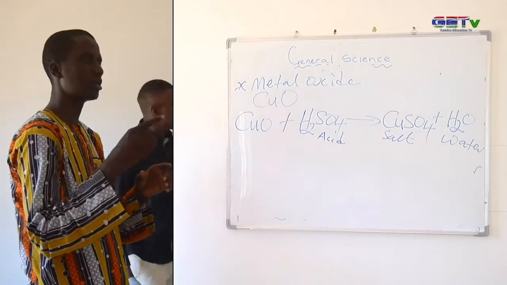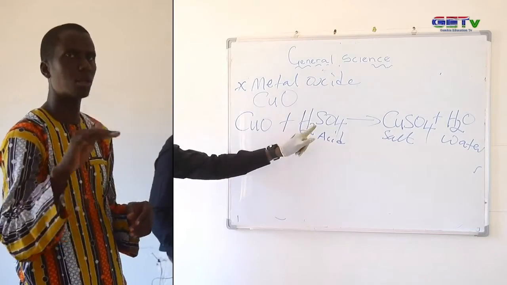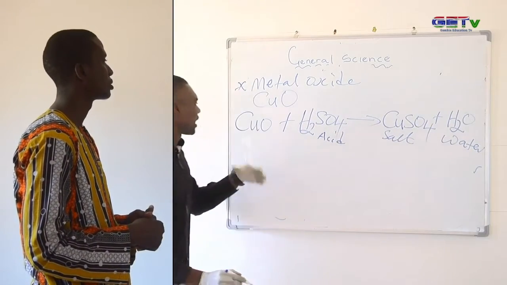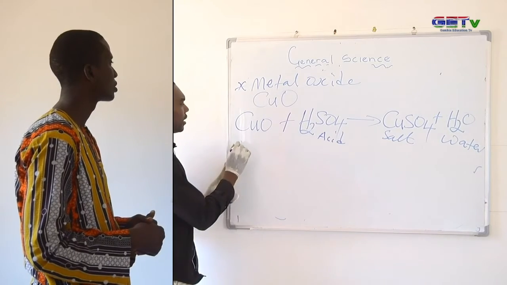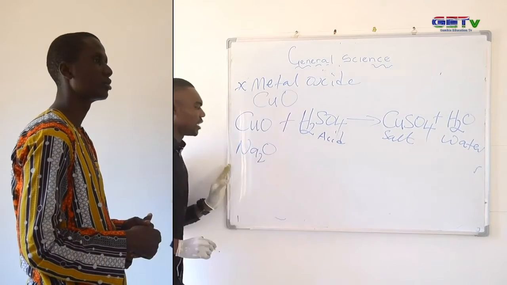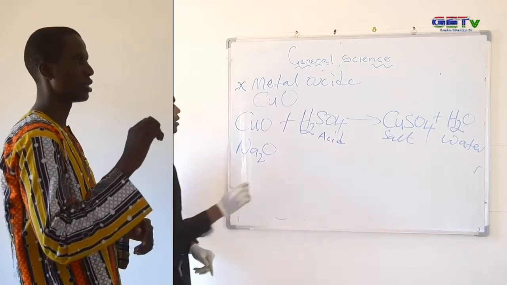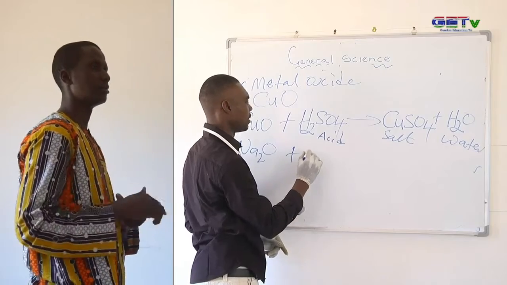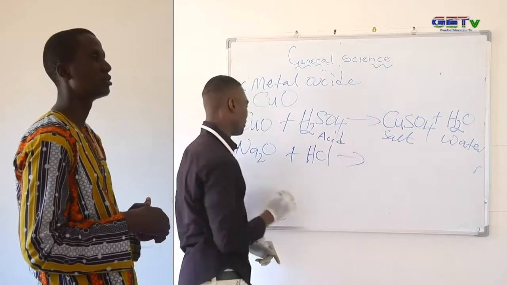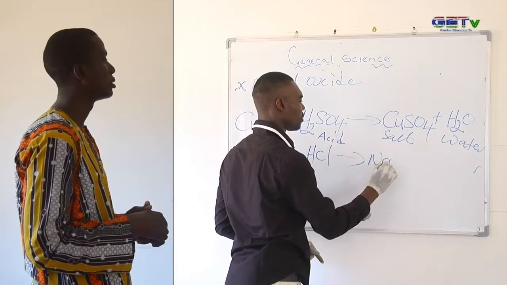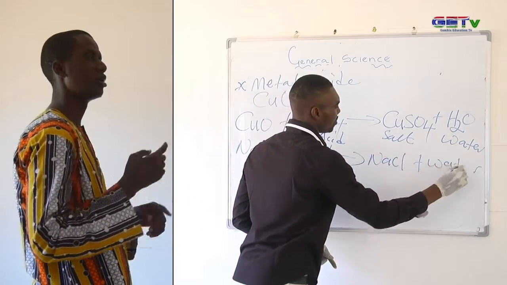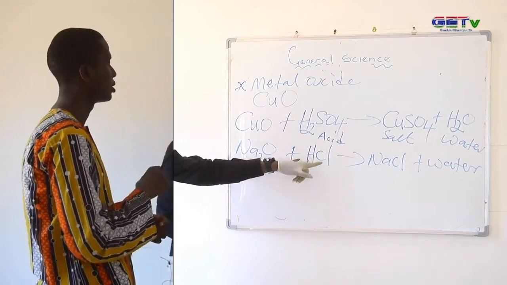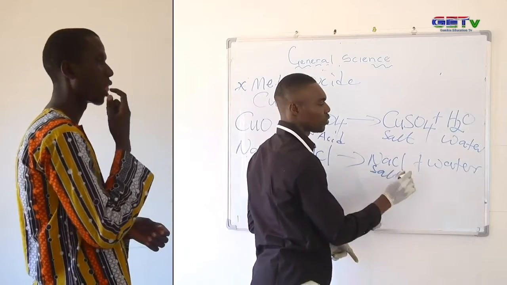So any substance that is a metal oxide will combine with an acid, it can be any acid, to produce salt and water, please. If you take another oxide, for example Na2O, this is sodium oxide, a metal oxide. Now let's try to combine it with another acid, let's say HCl. What are we going to have here? Sodium chloride, and we have water, please. So a metal oxide plus an acid produces salt, in this case sodium chloride, and what?